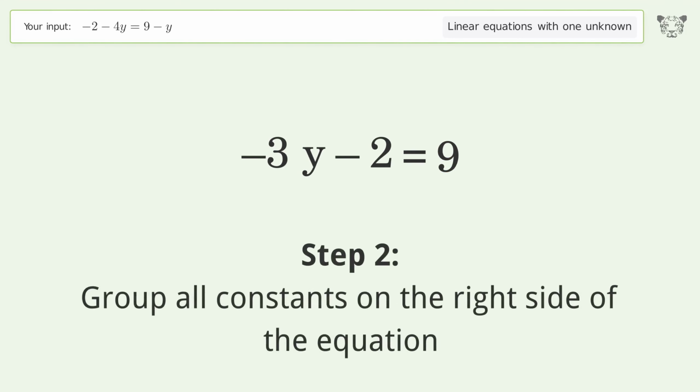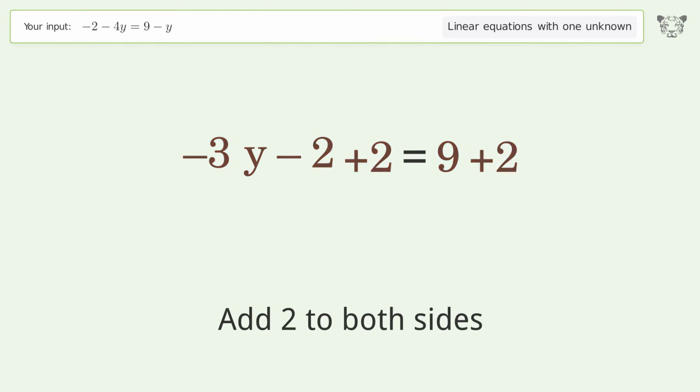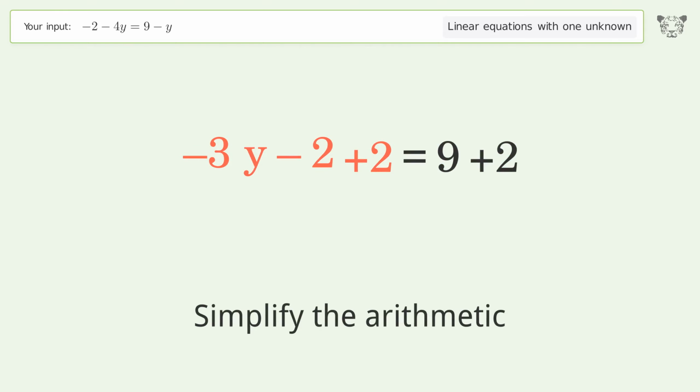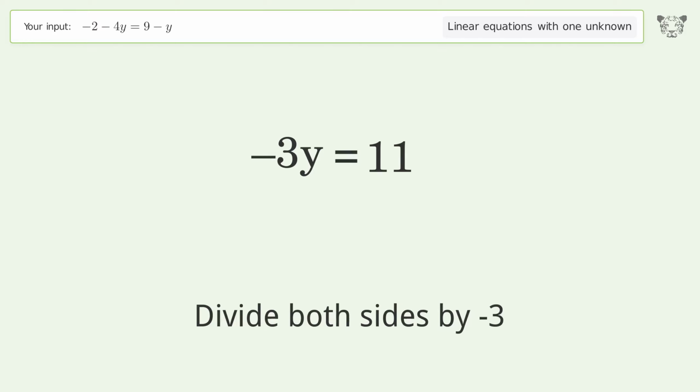Group all constants on the right side of the equation. Add 2 to both sides. Simplify the arithmetic. Isolate the y. Divide both sides by -3.